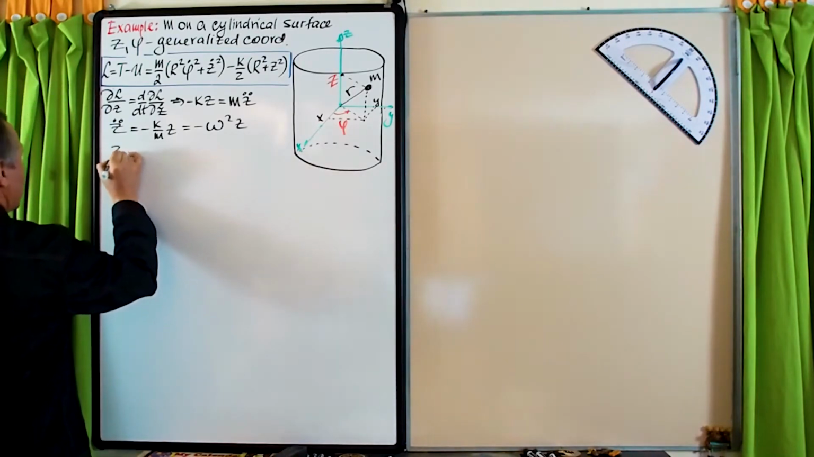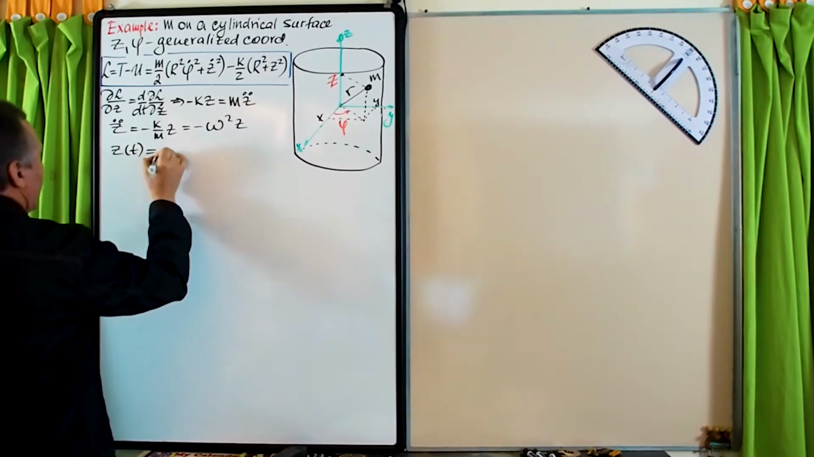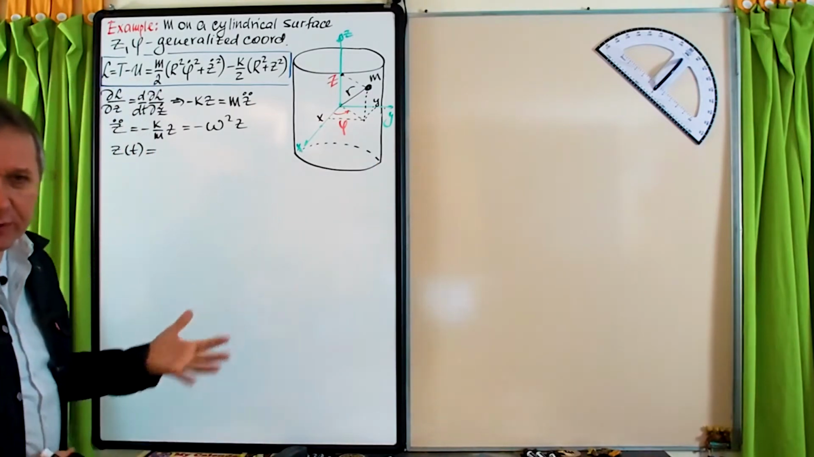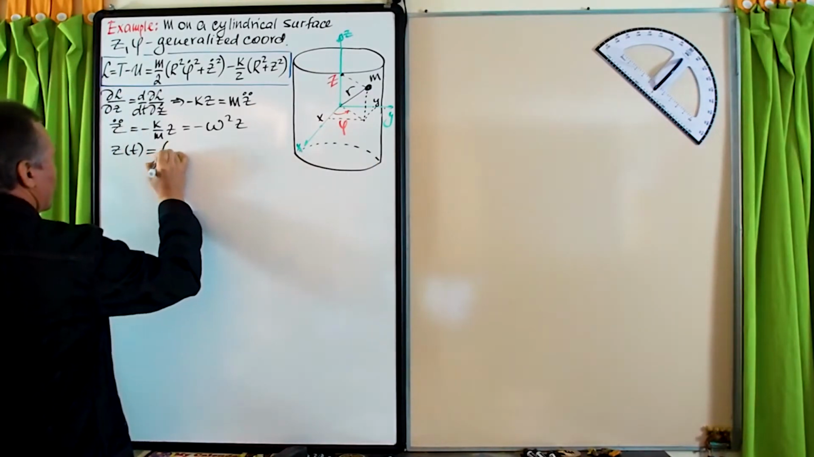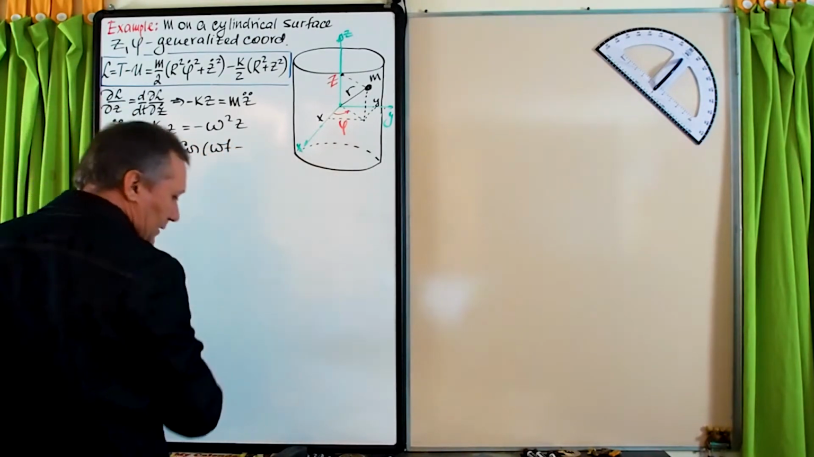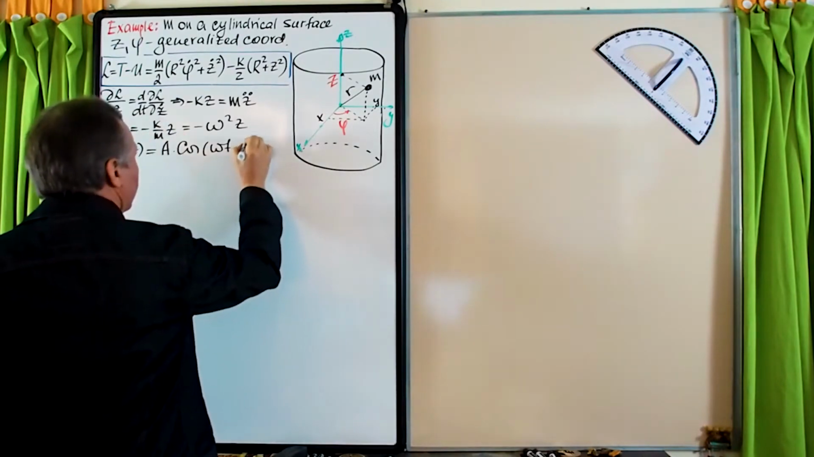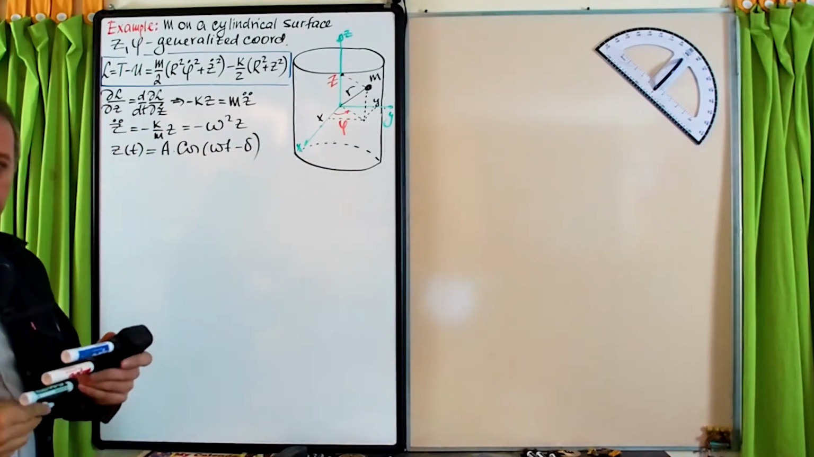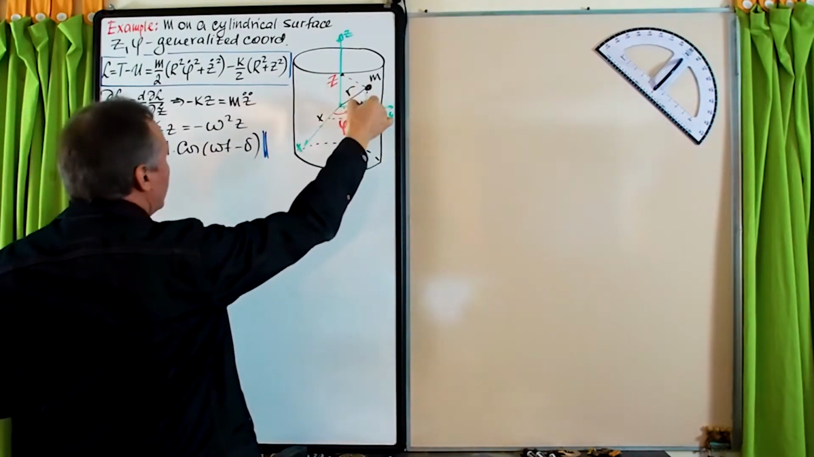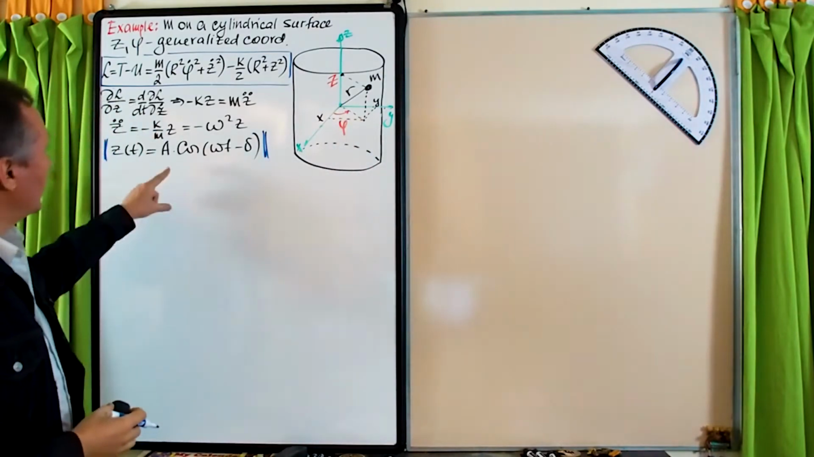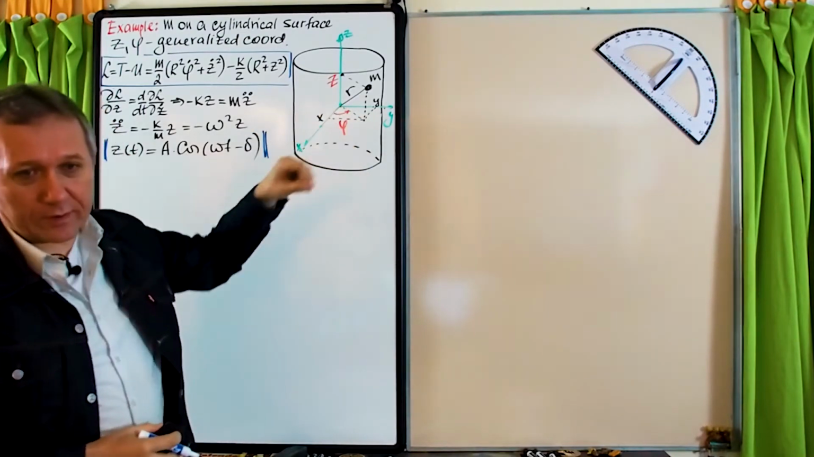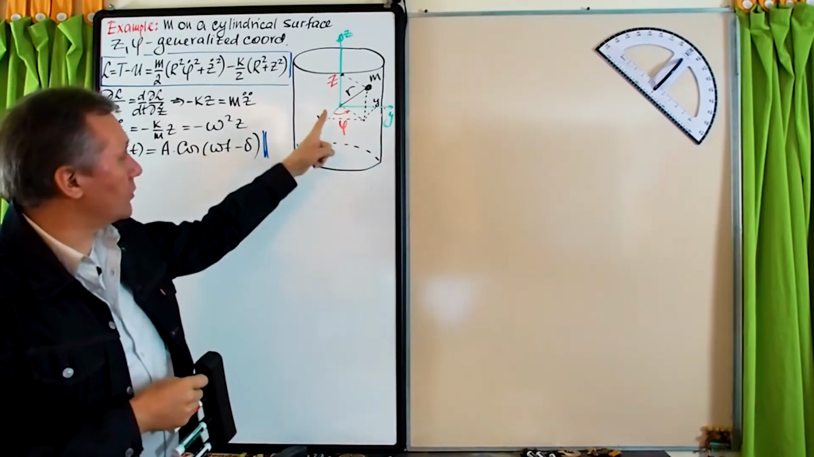So as a result, we get z as a function of time equals, I'm going to use the phase-shifted cosine solution, probably the most convenient form of that solution. A cosine omega t minus delta. So that's the first part of the solution. It describes what the particle does in the z direction, and in the z direction it oscillates around, of course, the origin.